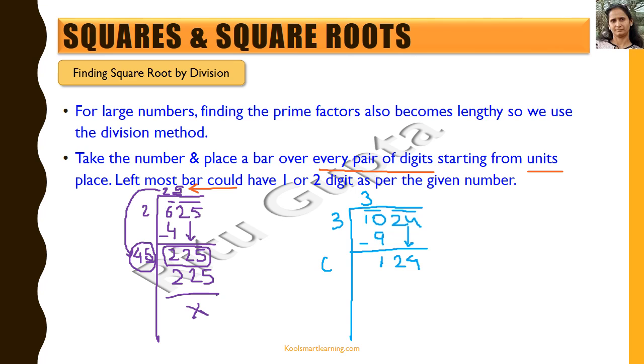And here we take double of the quotient, which is 3. So it becomes 6, and we place a blank along with 6 and in the quotient area. Now if we take the digit 2, 62 multiplied by 2 becomes 124. And if we subtract, we get 0. So this again means 32 is the square root of 1024.